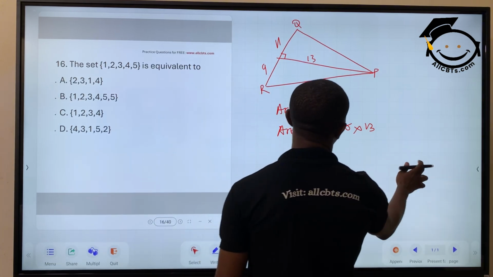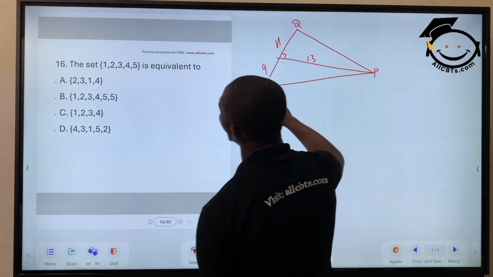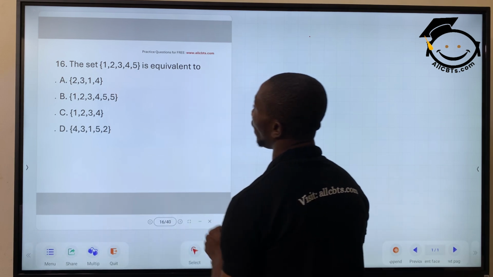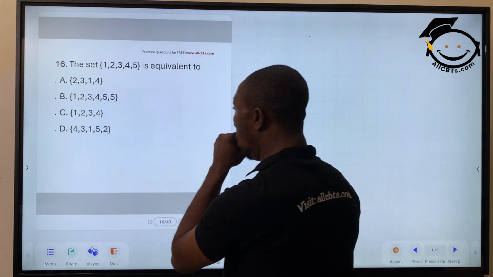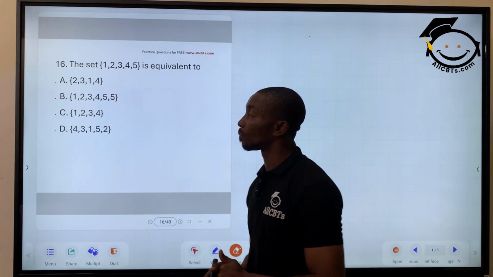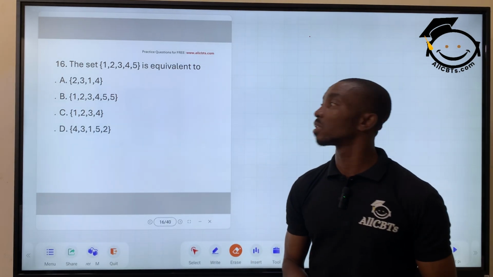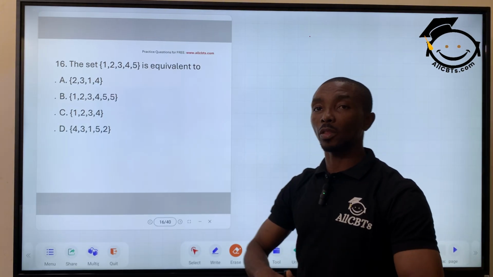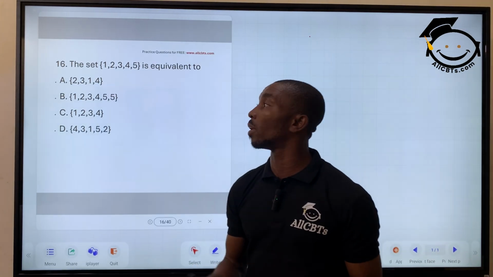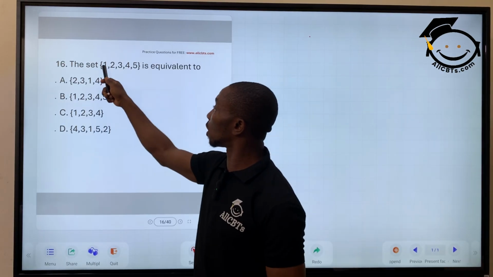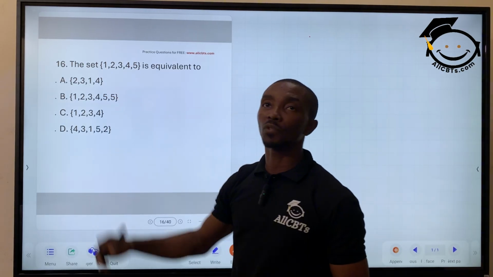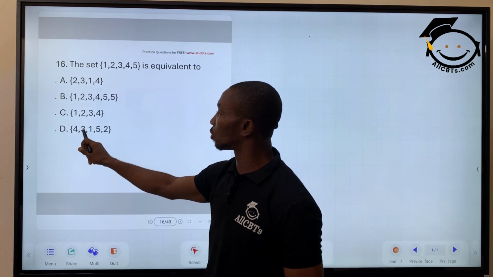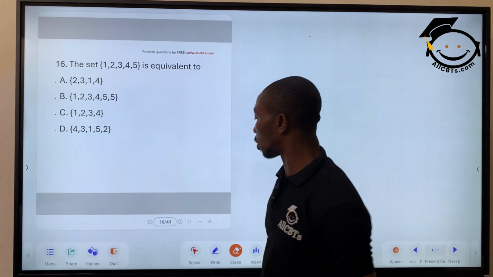Next question says, the set 1, 2, 3, 4, 5 is equivalent to. Now we'll talk about equivalent sets. We talk about sets that have the same number of elements in them. They might not be arranged accordingly, but they have the same number of elements. So this set has 5 elements. Among all these, a set with 5 elements will be 1, 2, 3, 4, 5, which is our option D.